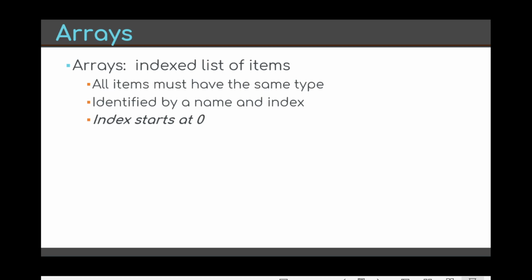And because this is computer science, and because our binary representation of integers starts at 0, our indexes start at 0. So the first item in an array will have an index of 0.